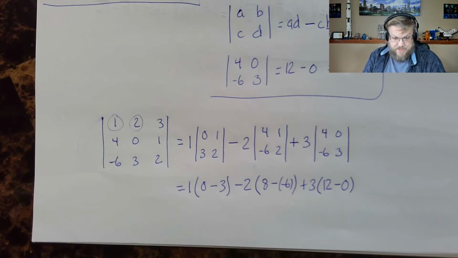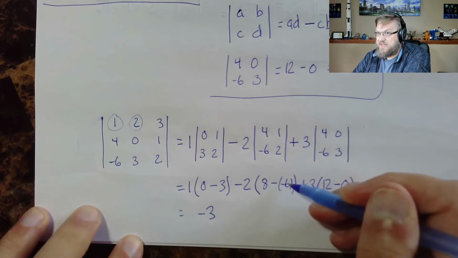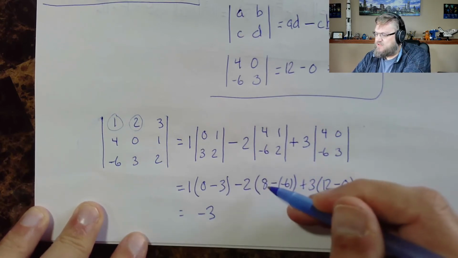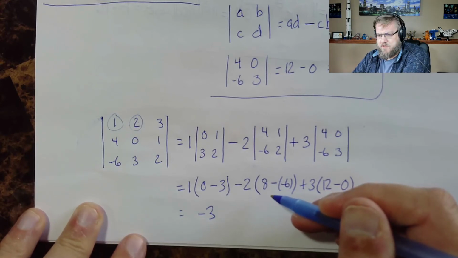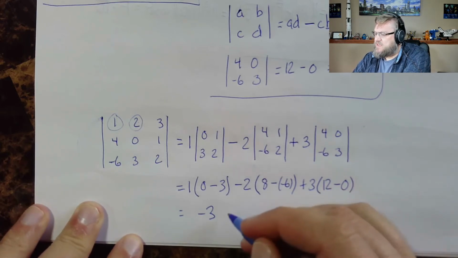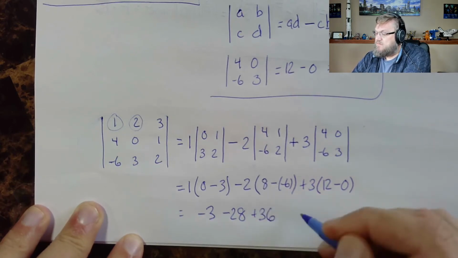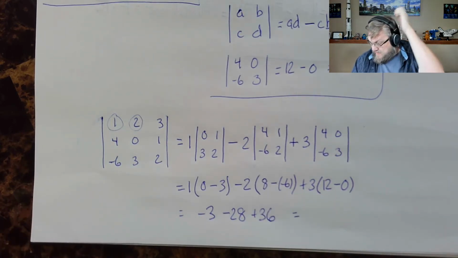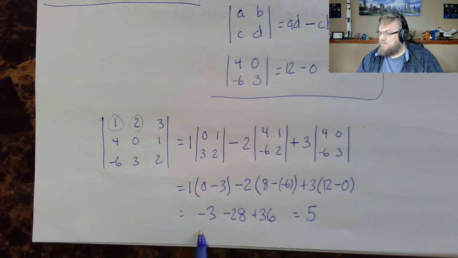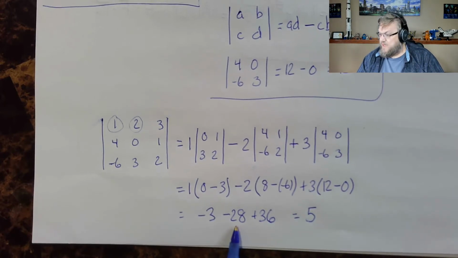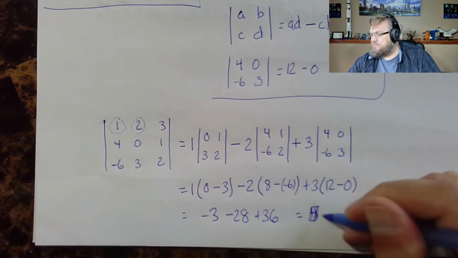And I go ahead and calculate that arithmetic. So let's see what I get. I'm going to get negative 3 here. I'm going to get 8 plus 6, which is 14. 14 times 2 is 28, yeah? Minus 28. Plus 3 times 12, 36. I think I messed up some arithmetic there. Did anybody else get 5? Minus 3 minus 28, negative 33, oh wait. Negative 33 plus 36, I got 3.